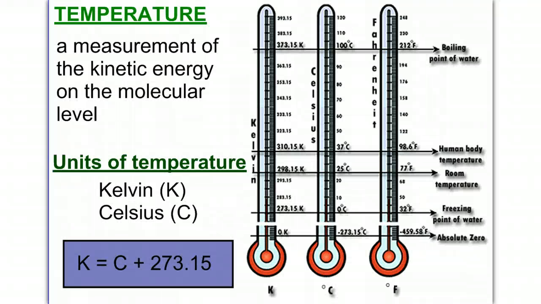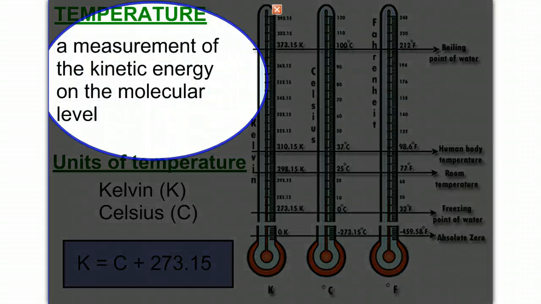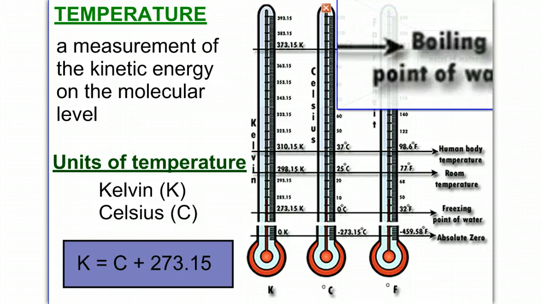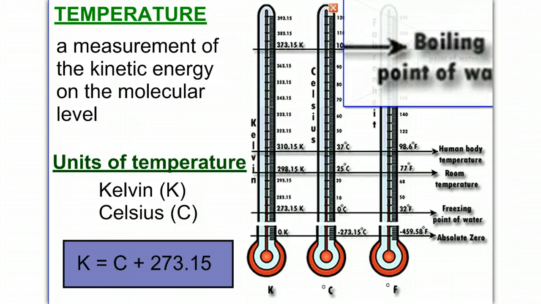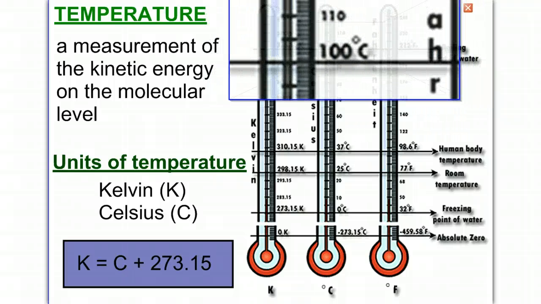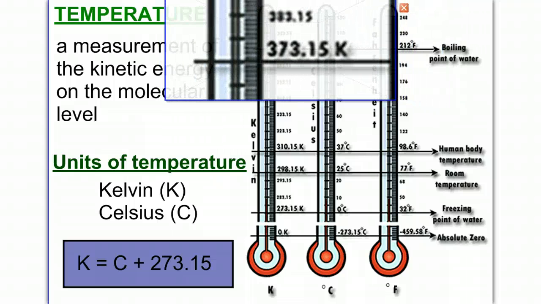Temperature, by definition, is going to be the measure of the kinetic energy on the molecular level. And we use a thermometer in order to measure temperature. And I want you to pay notice to the boiling point and freezing point of water. So we'll look at the boiling point first. Boiling point of water is going to be 100 degrees Celsius, which is equal to 373.15 Kelvin.